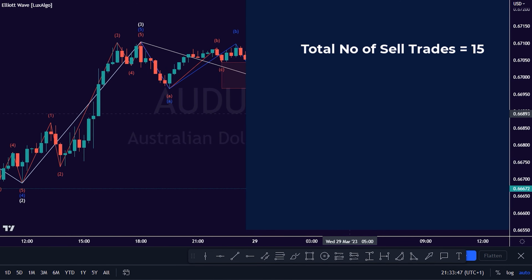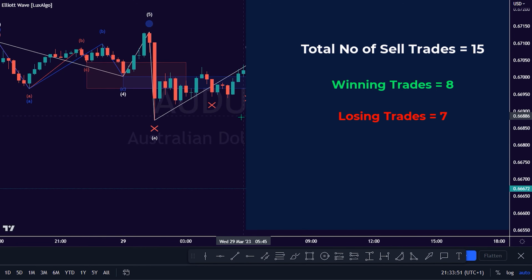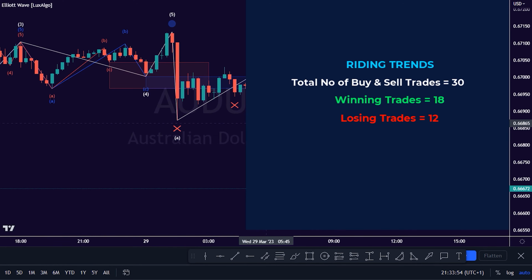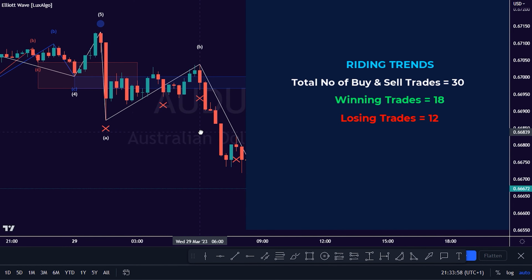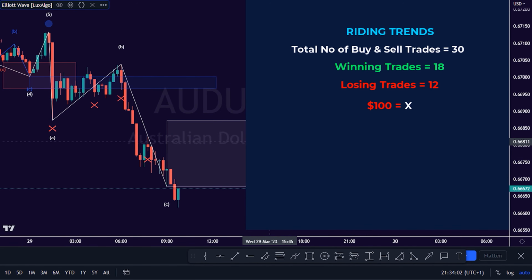Out of 15 sell trade setups traded, I have 8 winning trades and 7 losses. Now I have a total of 18 winning trades and 12 losing trades when riding trends with the Elliott Wave LuxAlgo indicator. I lost $100 for each X risk value of each trade.